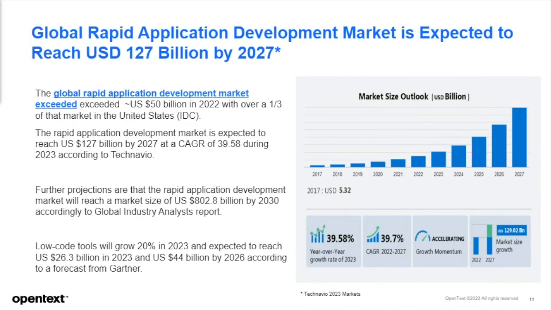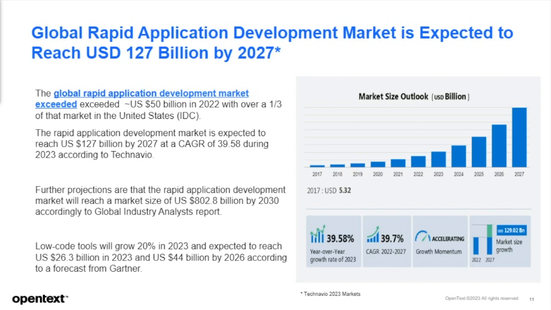Before we get into the Team Developer version upgrade enhancements and benefits, a few comments on the RAD and low-code tool markets. Today, the RAD market is $50 billion globally, growing substantially year over year to a forecasted $127 billion by 2027. There are also projections that this market will reach a market size of $800 billion by 2030, according to a Global Industry Analyst report. As a subset of RAD, low-code tools will grow 20% in 2023 and will grow by $26 billion this year, with an estimated $44 billion by 2026, according to Gartner.